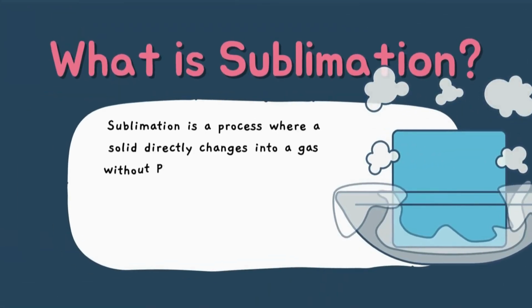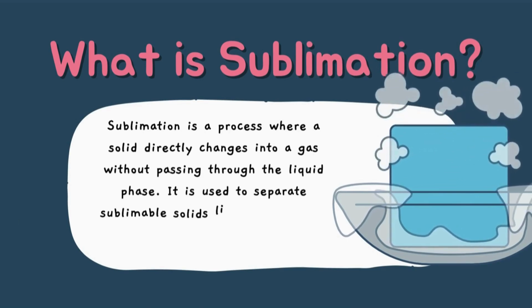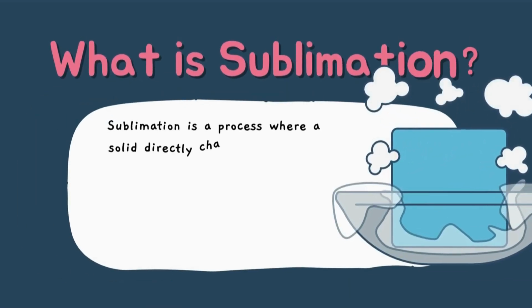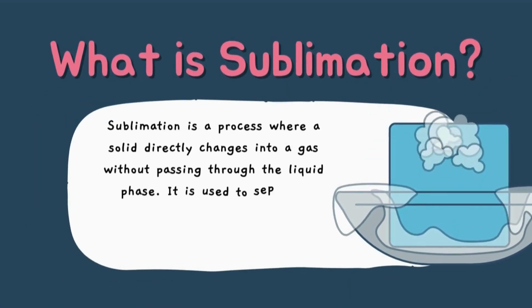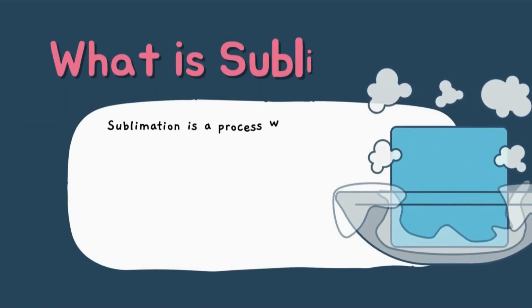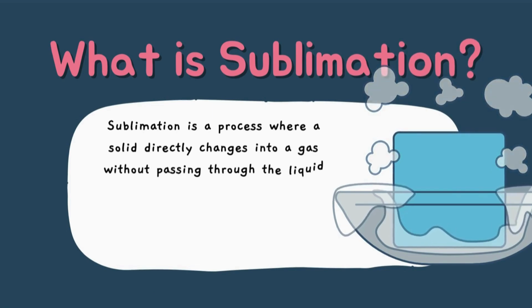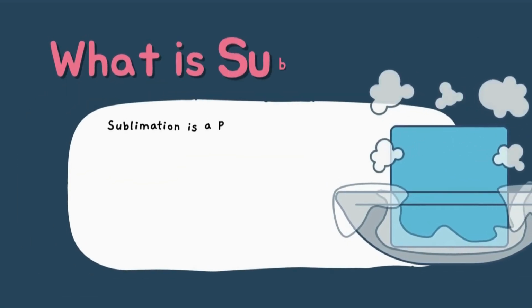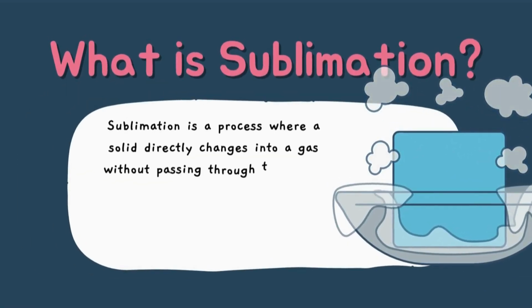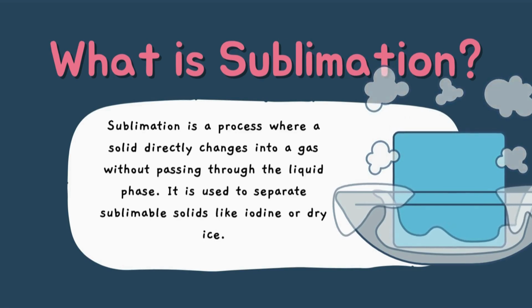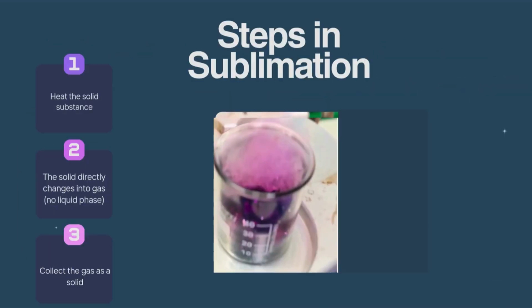Another separation technique is sublimation. Sublimation is the process where a material changes directly from the solid state into the gaseous phase without going through the liquid phase at all. So a material sublimes when it goes directly from solid to gaseous phase without going through the liquid phase. Iodine and dry ice are examples of solids that undergo sublimation. Let us see how this process works.